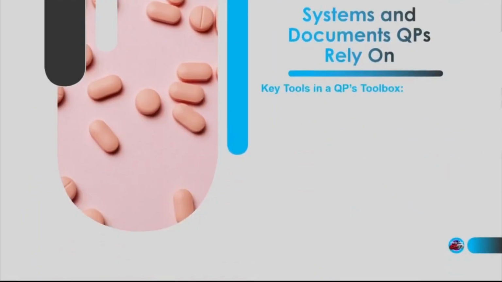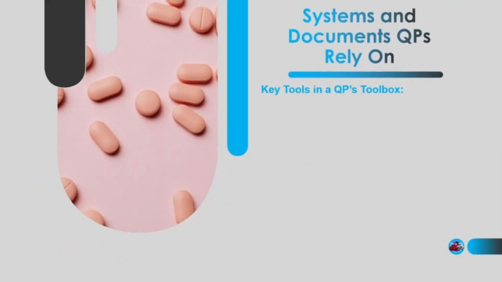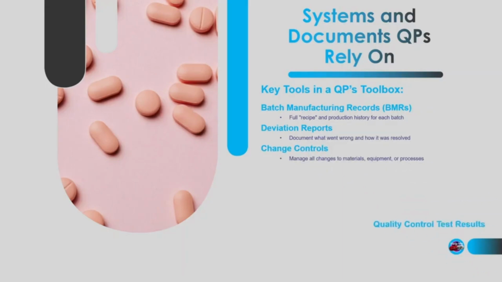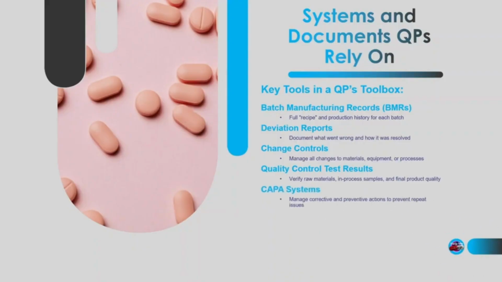Okay, let's have a quick overview of the main tools in a QP's toolbox. Batch manufacturing records, or BMRs, the full recipe or history of every batch. Deviation reports, explaining what went wrong, its impact, and how it was fixed. Change controls, managing any change to materials, processes, or equipment. Quality control test results for raw materials, in-process tests, drug substance and drug product. CAPA systems, where we manage and track our corrective actions and preventive actions. Training records to evidence that people making or testing the medicine are properly trained.